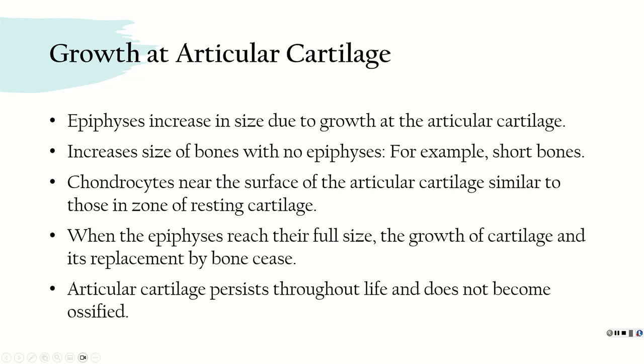When the epiphyses reach their full size, like as an adult, the growth of the cartilage is done and the replacement of the bone occurs. And then articular cartilage occurs throughout life and does not ossify. And this is what this bullet point here is also trying to say, right? So when the epiphysis reaches its full size, when that growth happens and stops, on the articular side, the growth of the cartilage is occurring in the joint, but it's not replaced by bone.